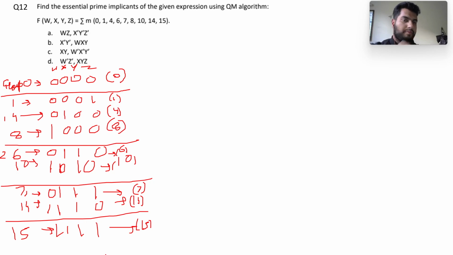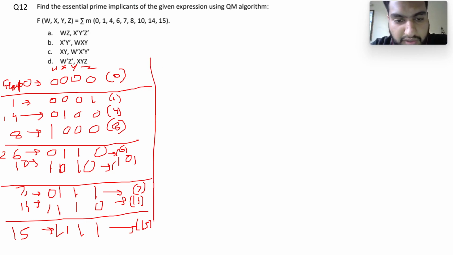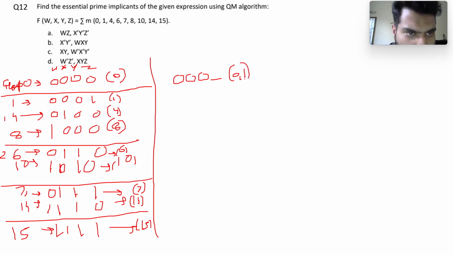Now we'll make the grouping in the table 2 of those, only changing one bit position. So here we can have 0 and 1, and the bit position that is changing, we'll mark it by a dash, so it's 0 1, and also 0 4 is there, and 0 8 is there.